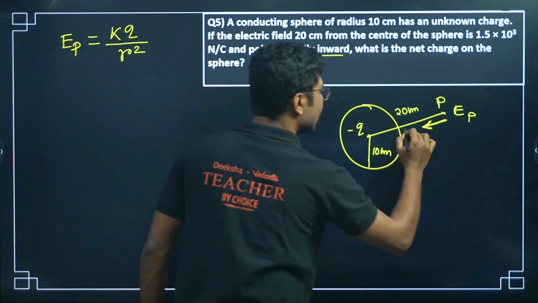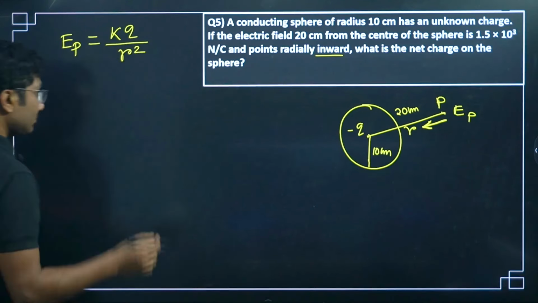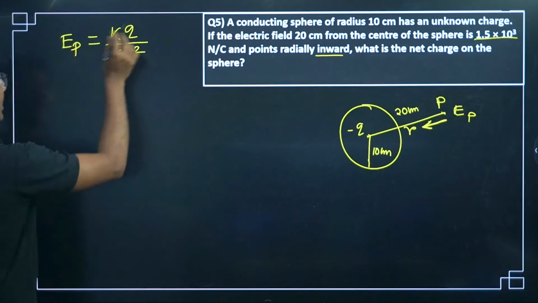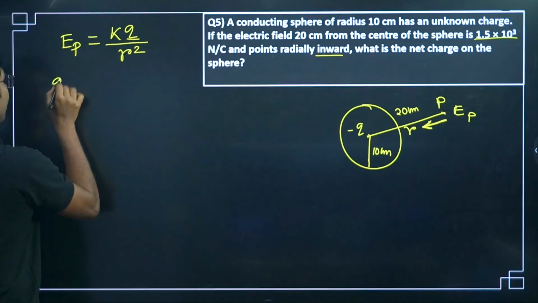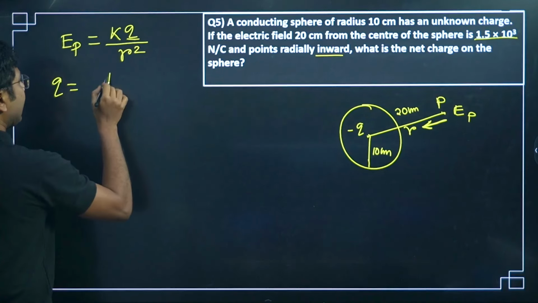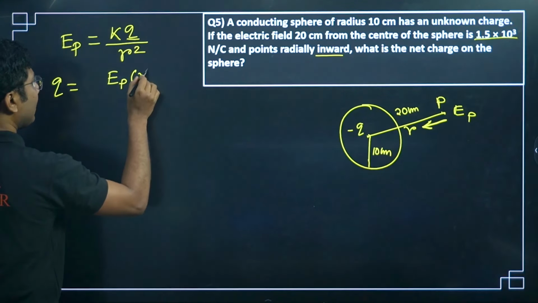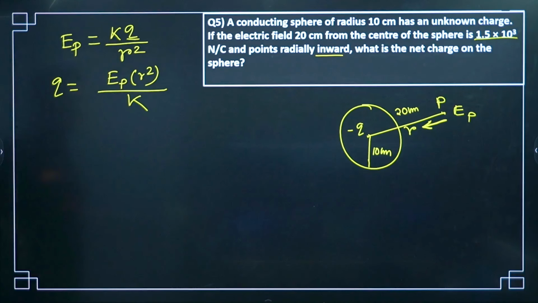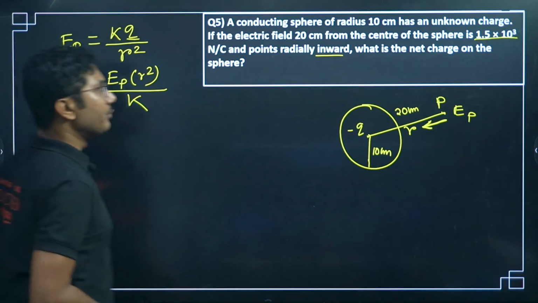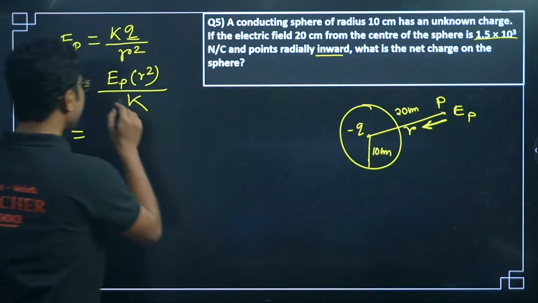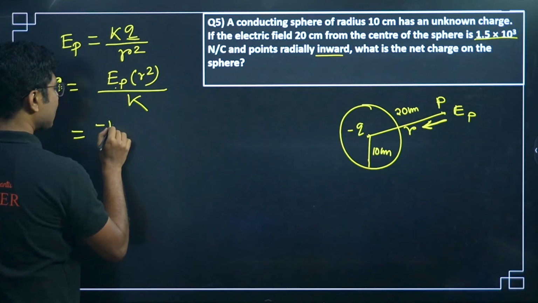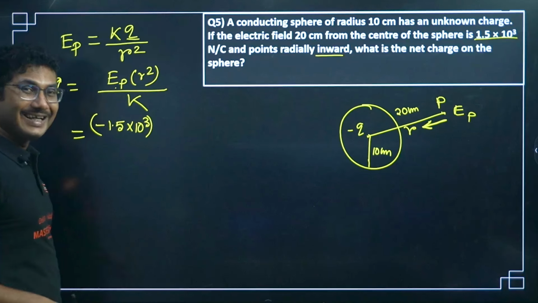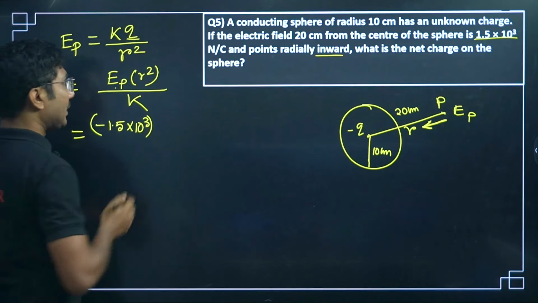Okay, R is this distance, 20 centimeter. Now, this electric field value is given as 1.5 into 10 to the power of 3. And we are trying to find the charge Q. So Q equals EP into R square divided by K. From this equation we have simplified and calculated the value of Q. Now, because the electric field is inward, while putting the value of EP, I will put minus 1.5 into 10 to the power of 3. Why minus? Because the electric field is inward. If it is outward, the electric field would have been positive.